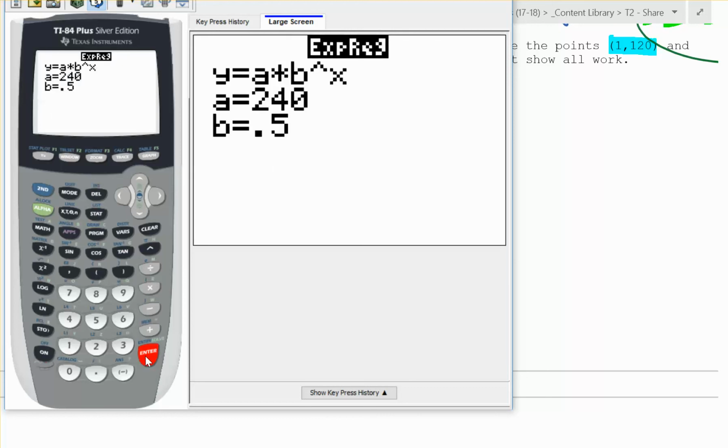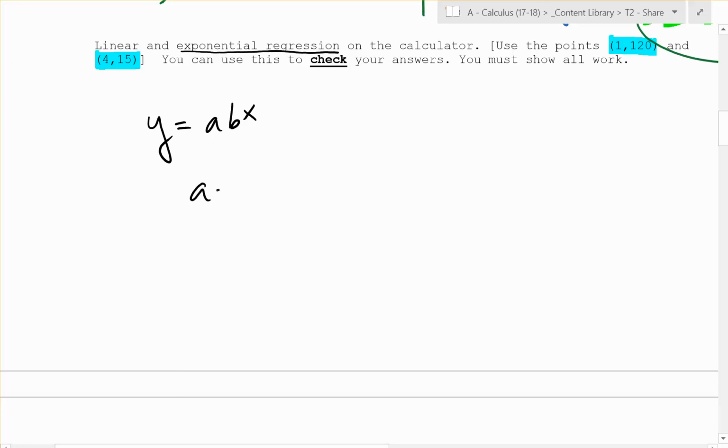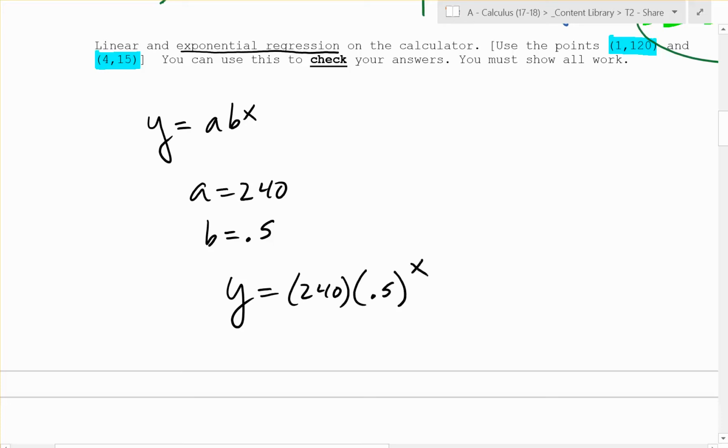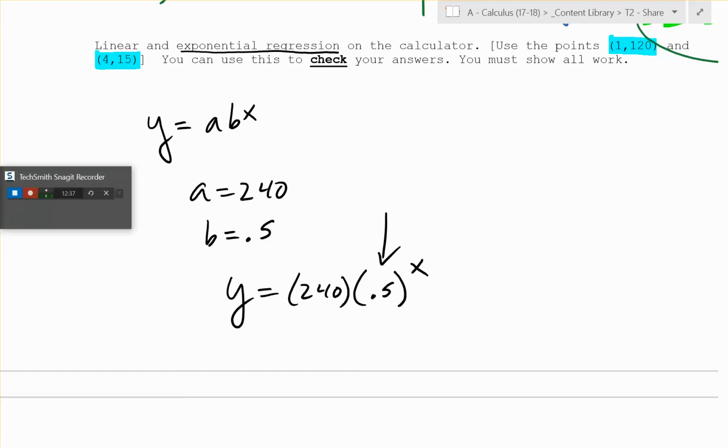It tells you A is equal to 240 and B is 0.5. So we know it's going to be y is equal to 240 times 0.5 to the x. A few questions. Is this exponential growth or decay? Well, that's less than 1, so that's decay. Linear would be connecting with a line, but we're just interested in exponential regression right now.